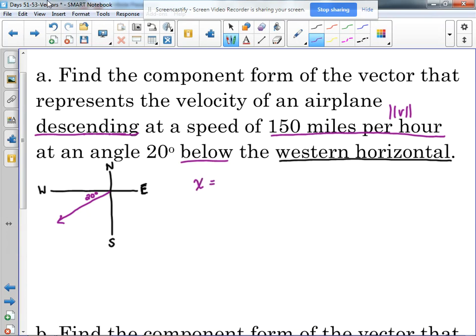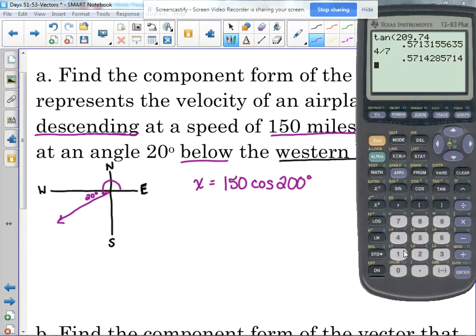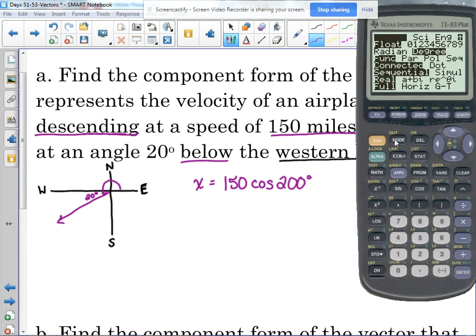So our x is equal to our magnitude times the cosine. Now be careful with this. It's not just 20. Your angle must be measured with the positive x-axis, just like it always is. So 20 is a reference angle right there. What is the angle with the positive x-axis? 200. Okay, that is 200. So crunch the numbers, 150 cosine 200, making sure you're in degree mode.